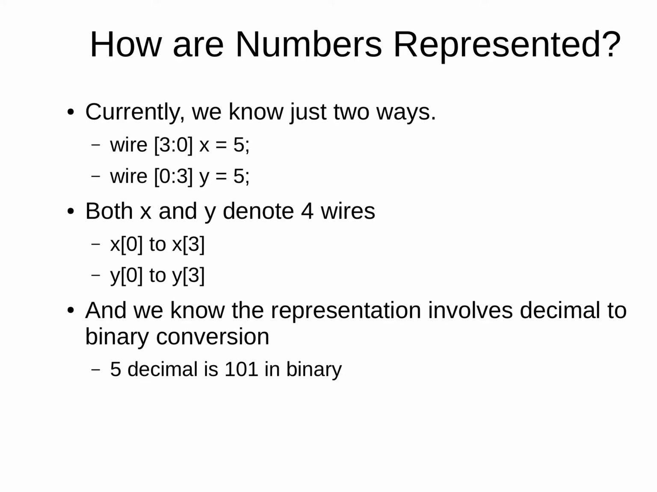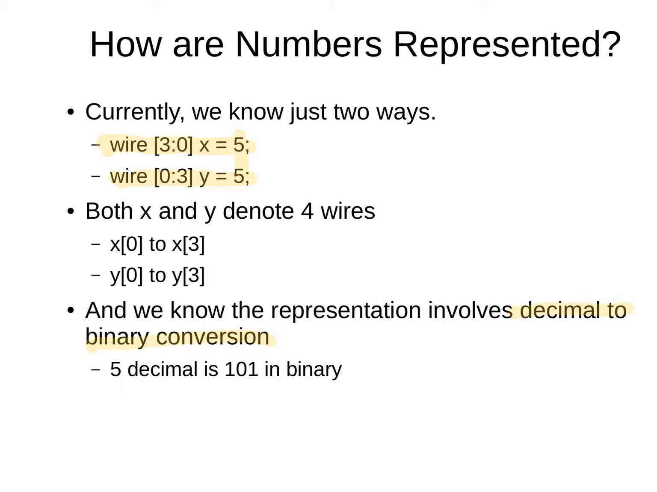Although we have primarily just used one way for representing numbers, in fact we've learnt two ways. We can represent the number 5 in a register x in the first way or in the second way here. Both of them are using 4 wires to represent a number. They can represent a number between 0 to 15 because 2 to the power of 4 is 16. And we know that the representation is obtained by using decimal to binary conversion or vice versa.